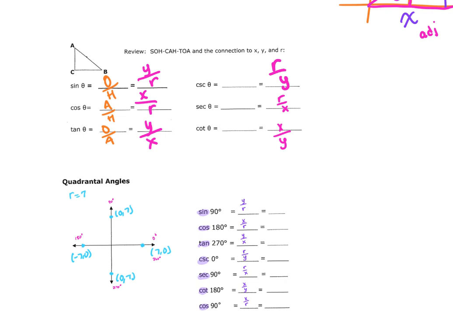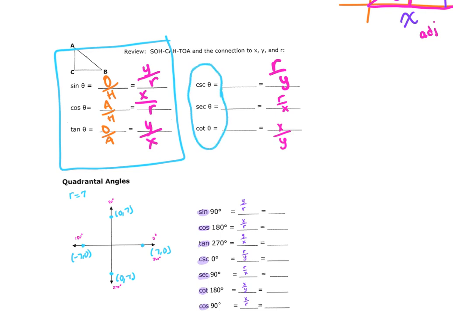So something new to memorize. For the sine ratio, I want you to memorize that sine can be thought of as y over r, cosine is x over r, and tangent is y over x. As long as you get these memorized, you're not going to need to memorize the reciprocals. Okay, so sine of theta is y over r, cosine of theta is x over r, tangent of theta is y over x.